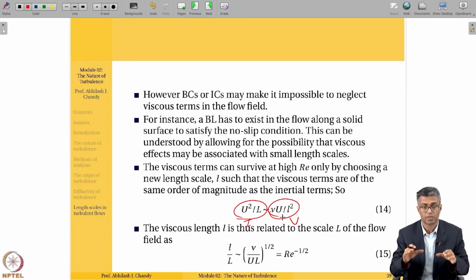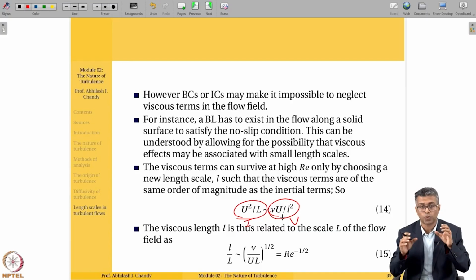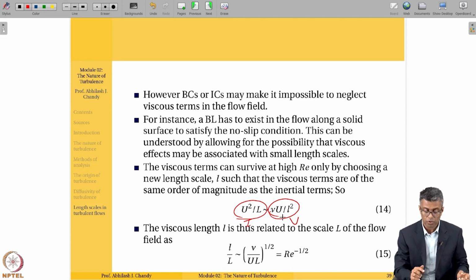Now what we are trying to say is, before I go to equation number 15, I want to point out that the inertia and the viscous terms are of the same order of magnitude as long as you choose the correct length scale for the corresponding terms. Now from relationship 14, if you take a ratio of small l over capital L, you get (nu over uL) to the half. That's what you get, right? Because you have a small l squared here, you have a u squared here. So all of that results in (nu over uL) to the half.